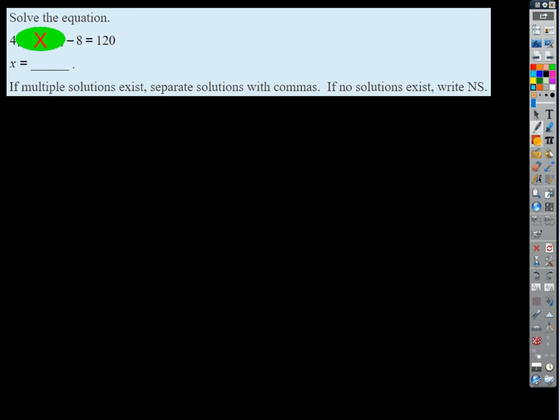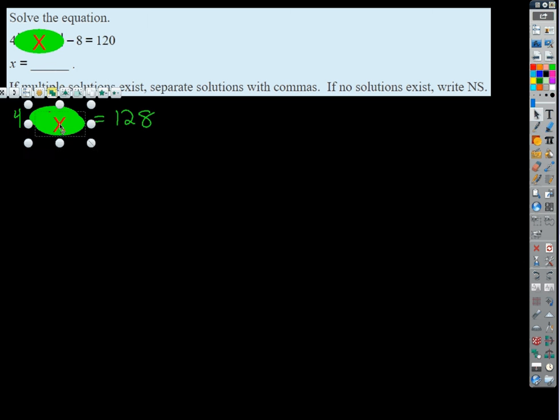Okay, so if I do that, oh, this would be cool. Oh, yeah, like this is good. So then to get that by itself, I'm going to have 4 times the bubble equals, if I add 8, 128, right? If I divide by 4, then what do I get? 32, good.